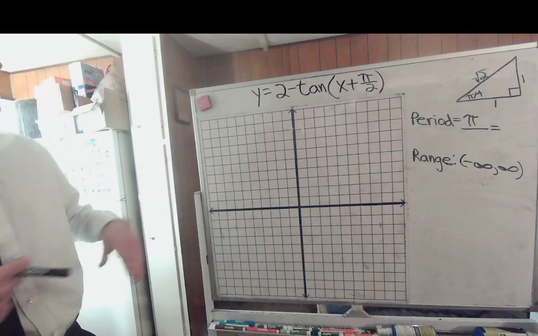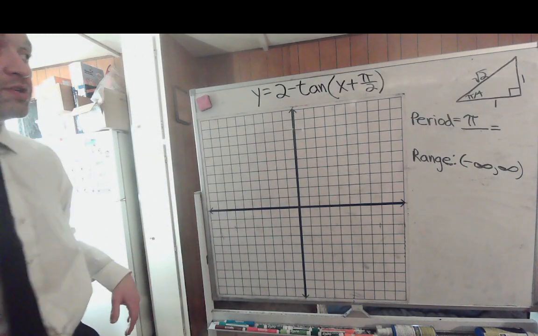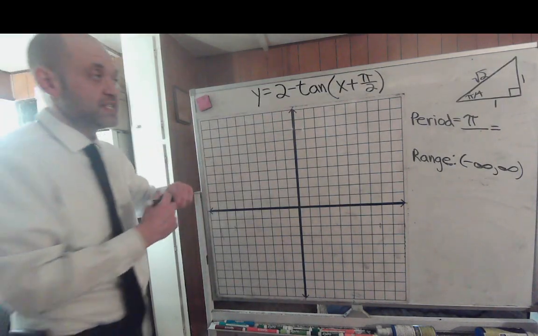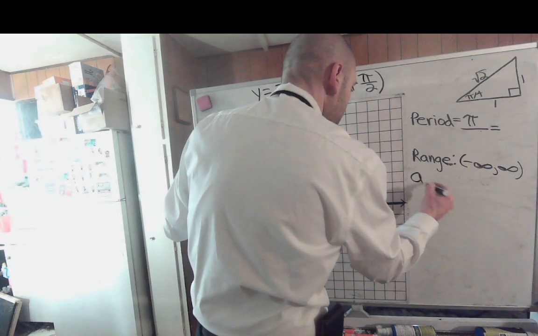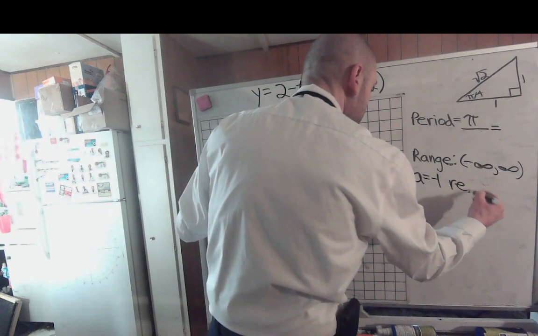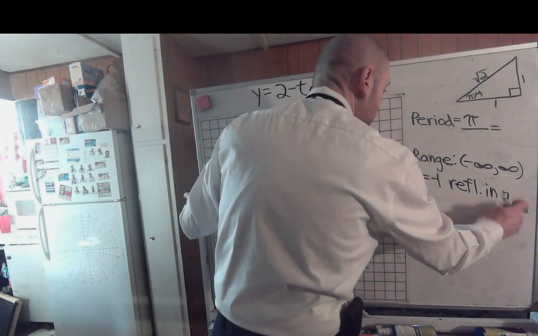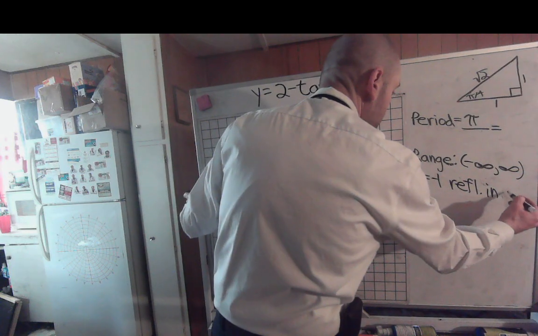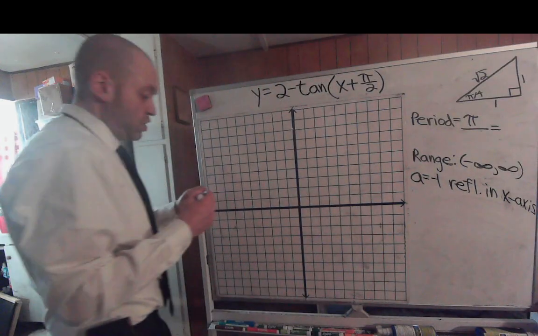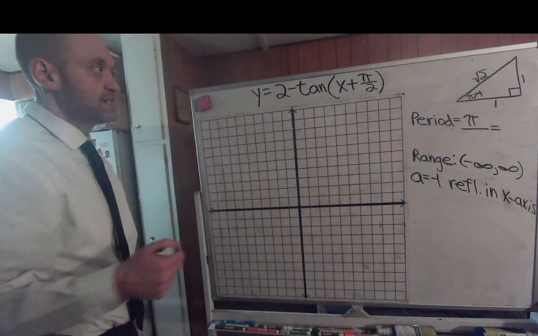Alright, so we have y equals 2 minus the tangent of x plus pi over 2. This is where your a matters. The coefficient on the tangent's negative 1. So we have that a equals negative 1. That indicates a reflection in the x-axis. So you're going to see that this is actually going to start to look more like the cotangent since it's reflected. So we have that negative a. We're going to have a reflection in the x-axis.